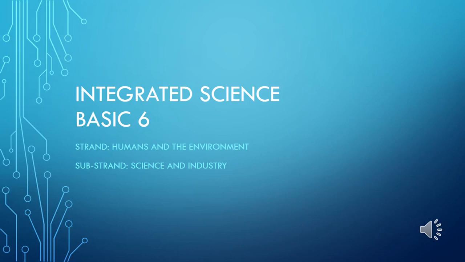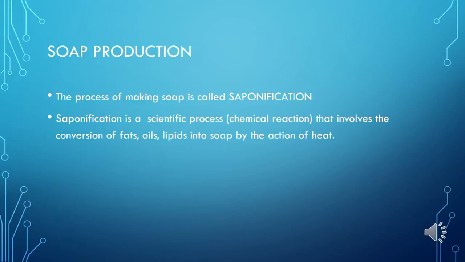Last week we talked about science and industry. That was our sub-strand. We explained what an industry is. We also explained some of the keywords. Then we talked about two major productions, that is Gari production and salt production. Our sub-strand for today is still on science and industry.